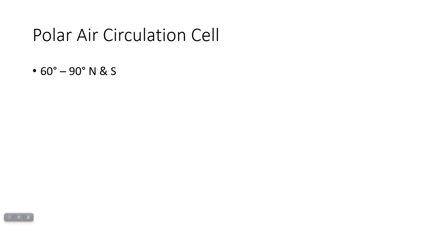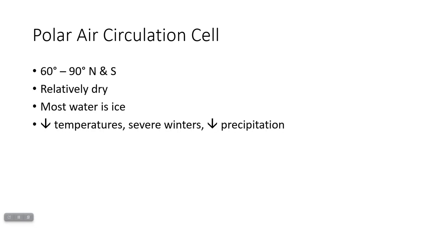Then the polar air circulation cells go from 60 degrees to 90 degrees, which is basically the poles. So 60 degrees to the North Pole on the northern part of the planet, and 60 degrees south latitude down to the South Pole. These tend to be the drier areas just because the air here, no matter how warm it gets, tends to be colder than air at, say, the tropics. Most of the water that you see precipitates in the form of ice or snow. You have lower temperatures, more severe winters, and lower precipitation. And the major biomes you have in these areas are tundra and taiga.